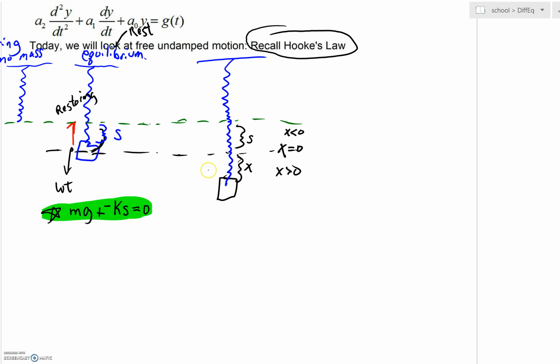x would be greater than 0 if we're coming this way. This would be positive. x equals 0 would be at the equilibrium resting spot. And of course, S is that distance. But as the spring could be coming upwards, that would mean that x could be less than 0. So we just have this basic setup.